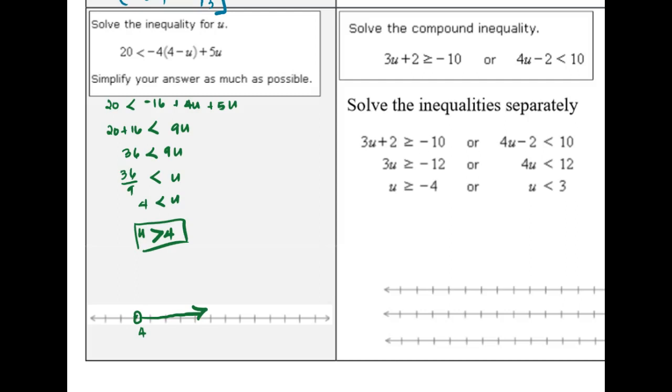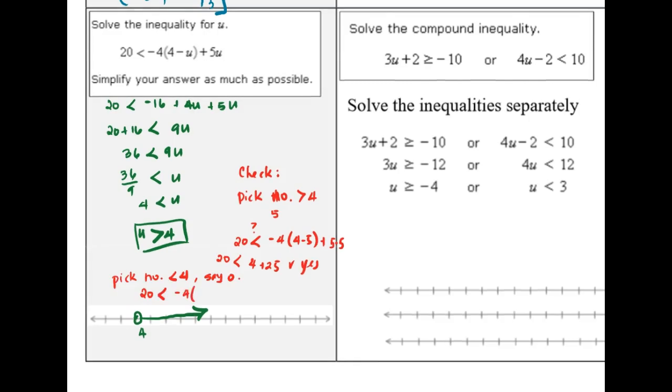To check our answer, we will get a number greater than 4 and another number not greater than 4. We will plug them into the original equation. Pick any number greater than 4, say 5. Plug it in the original equation. So a number greater than 4 satisfies the original inequality.